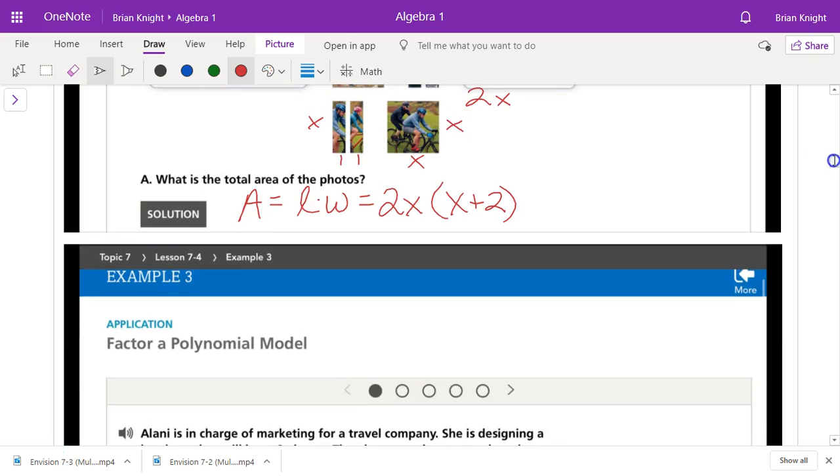I guess if we wanted to, we could distribute that. 2x times x is 2x squared, and 2x times 2 would be 4x. You good? Okay.